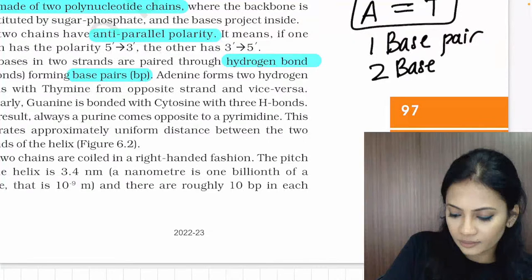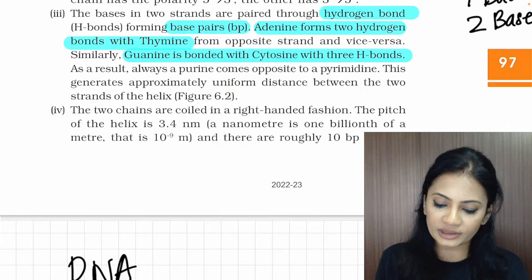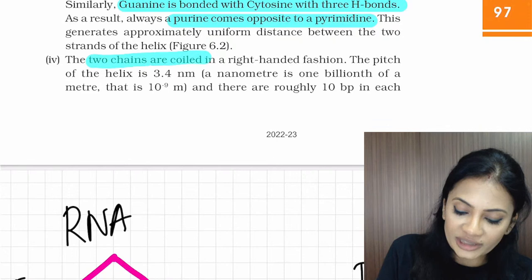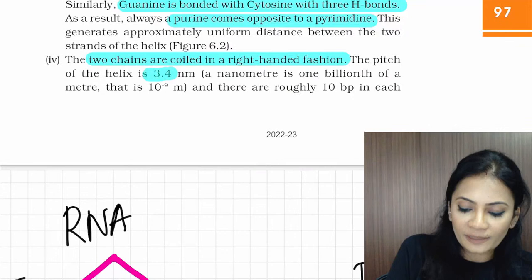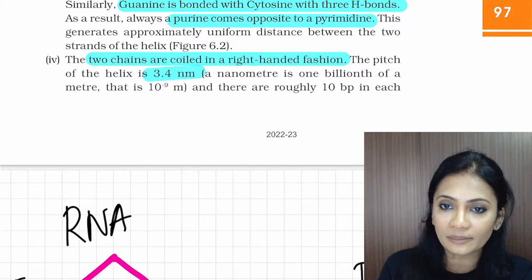Fine? Alright. So, we see here adenine forms two hydrogen bonds with thymine and guanine is bonded with three hydrogen bonds. Alright? So, purine always comes opposite to a pyrimidine. Then, the two chains are coiled in a right-handed fashion. The pitch of the helix is 3.4 nanometers, and each pitch has how many base pairs? Everyone, each pitch is having how many base pairs? Who will tell me? Roughly 10 base pairs. Each pitch has 10 base pairs.